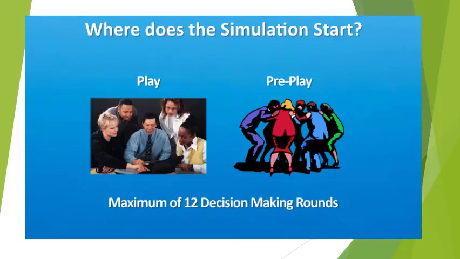There are a maximum of 12 decision-making periods, exclusive of pre-play, which allows you sufficient time to implement a strategy and then modify your strategy if you choose. If your class runs over a short period, say 7 to 8 weeks, you may play fewer periods. Your instructor will provide your schedule.